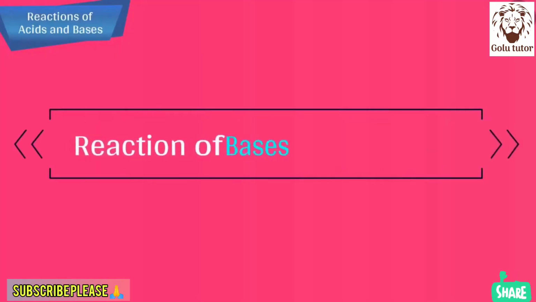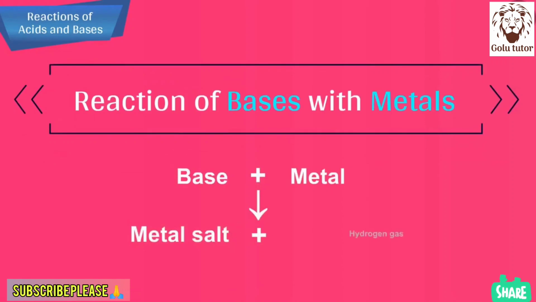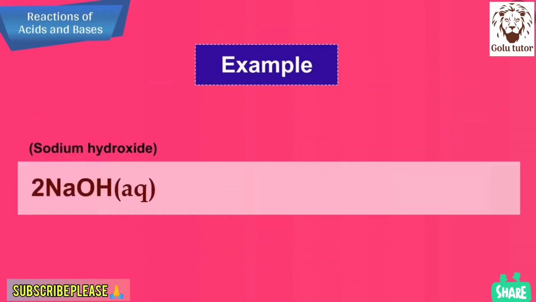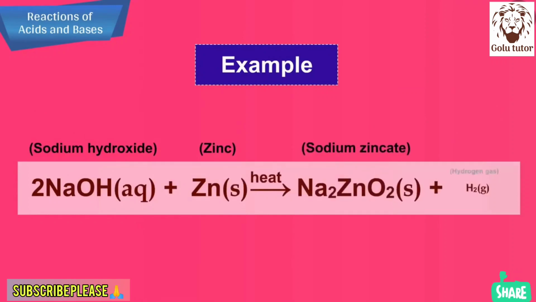Let's now talk about the reaction of bases with metals. When a base reacts with a metal, then a metal salt and hydrogen gas are formed. For example, when sodium hydroxide solution is heated with zinc, then sodium zincate and hydrogen gas are formed.